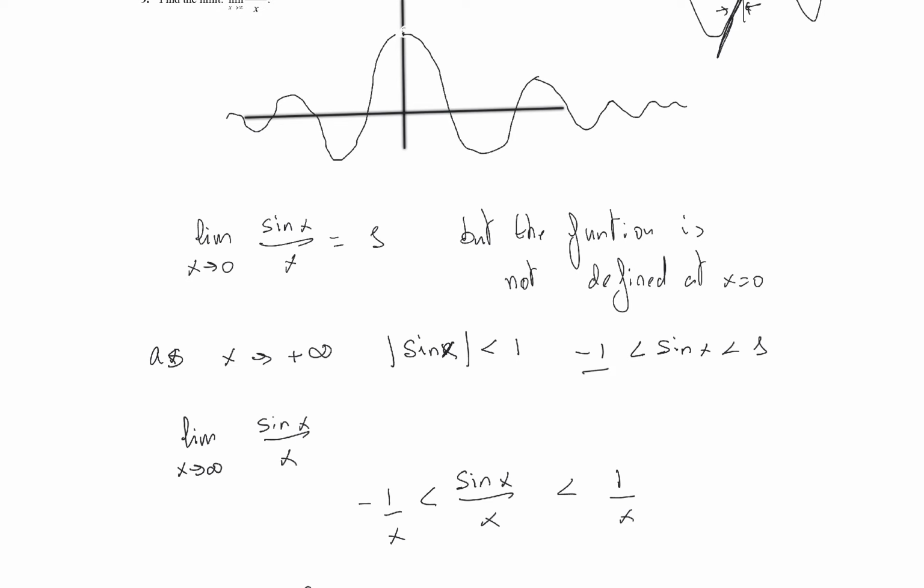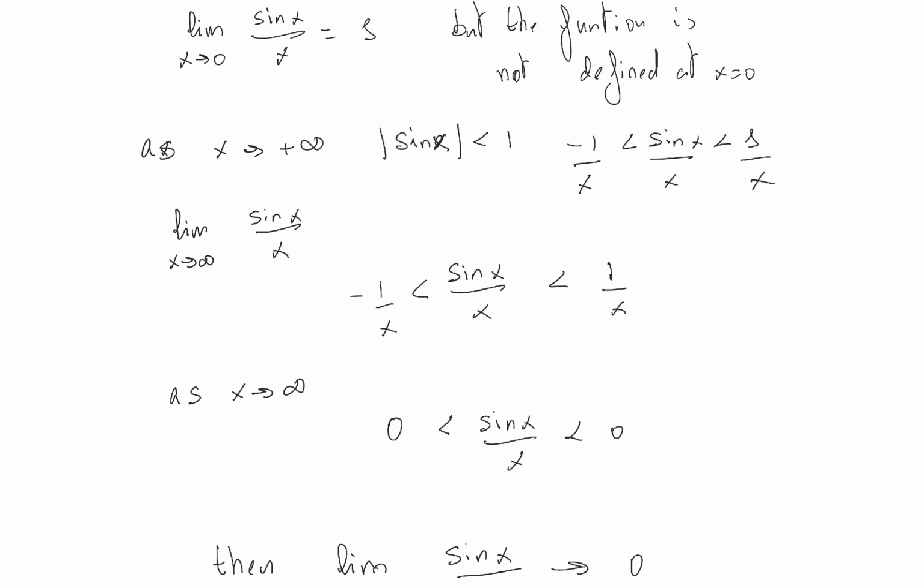So if I divide by x here, the expression will take the same relation. So when x goes to infinity, 1 divided by x goes to 0. So this is in a sandwich. So this will go to 0, and this will go to 0. So these have to go to 0.